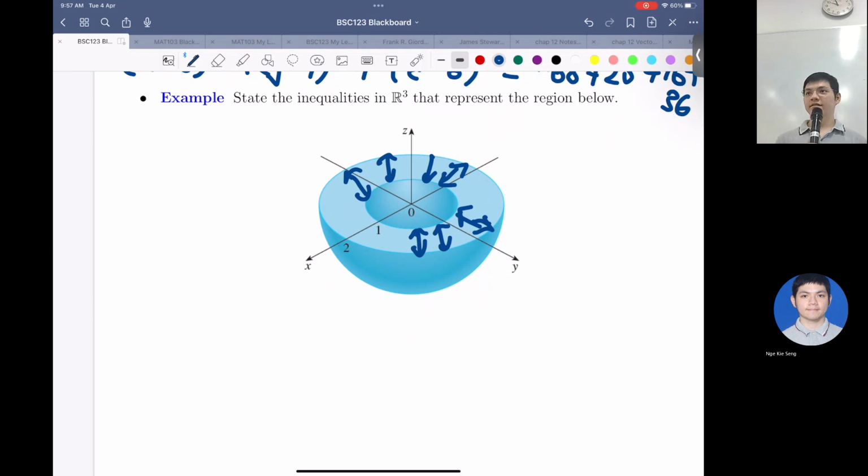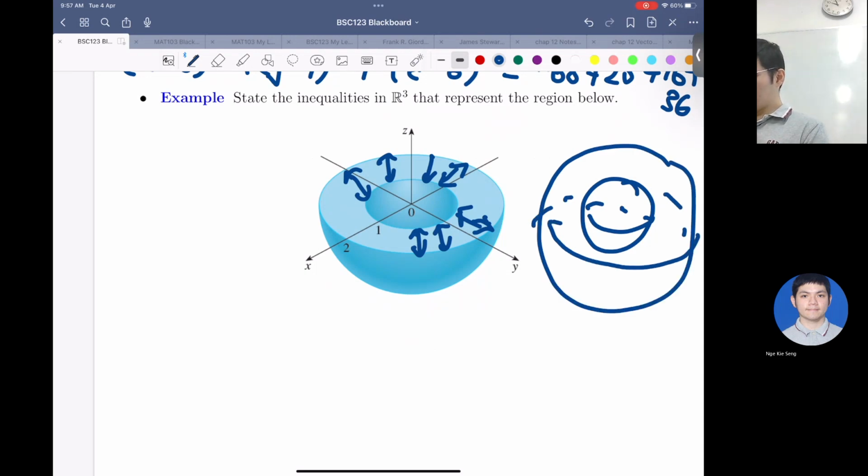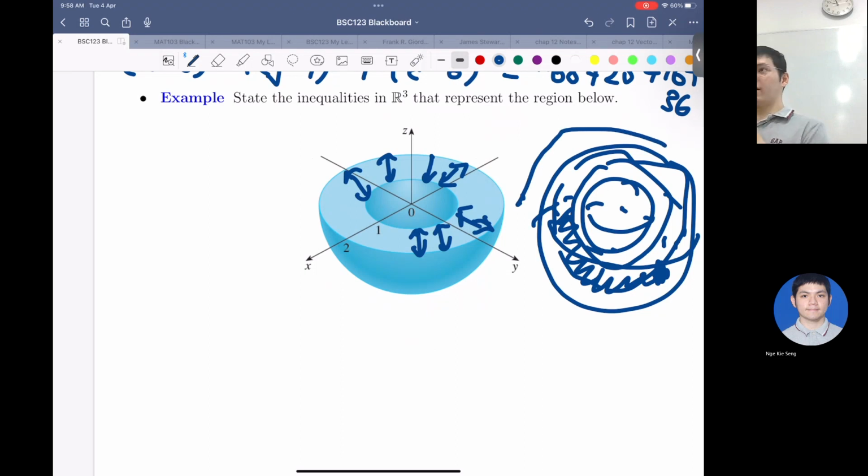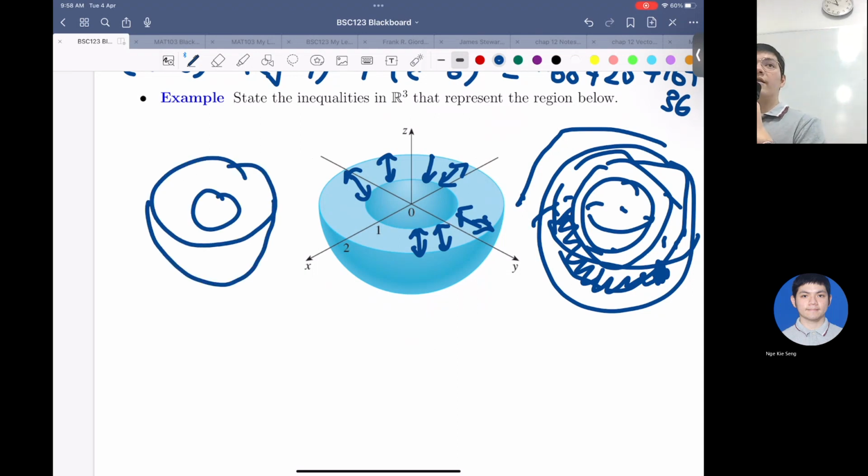Now you know sphere, right? So you have two spheres, a big and a small one, and then you fill the outside part. How do you fill? You make more spheres outside to fill in the part, and then you cut it horizontally. You remove the top hemisphere, then you will get this thing here. Make sense?